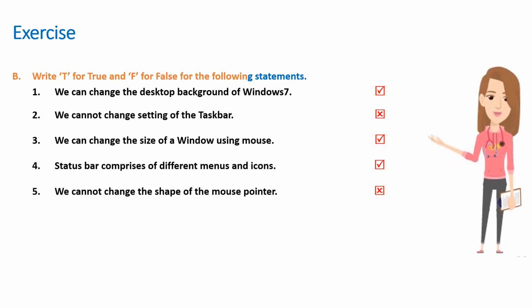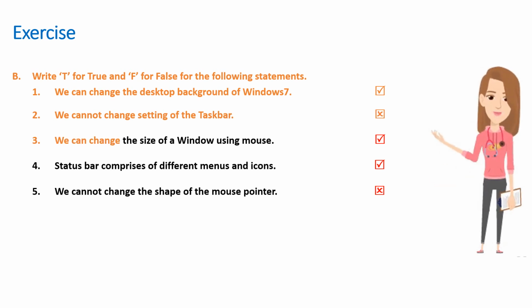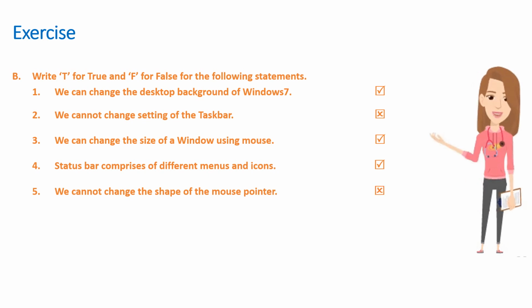B. Write T for true and F for false for the following statements. 1. We can change the desktop background of Windows 7. True. 2. We cannot change settings of the taskbar. False. 3. We can change the size of a window using mouse. True. 4. Status bar comprises of different menus and icons. True. 5. We cannot change the shape of the mouse pointer. False.